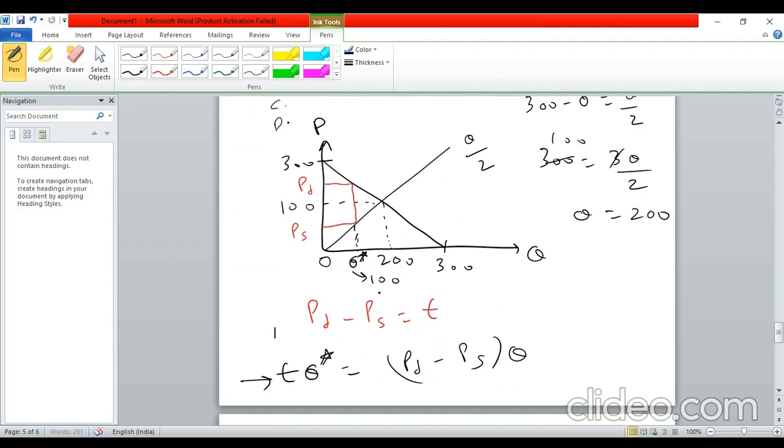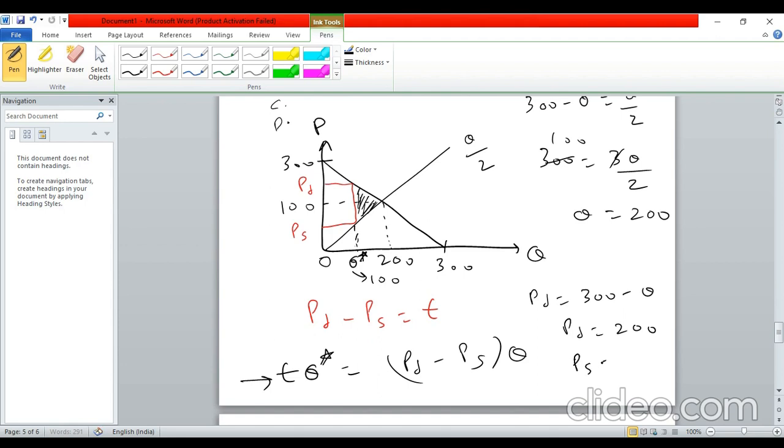Now, the question doesn't end here. They are not asking the quantity at which the tax revenue is maximized. They are asking the deadweight loss. That is, they're asking this area. Calculate this one. Now for this one, we need this PS and PD. So again, what is PD? PD we know is 300 minus Q. Q we got as 100. So PD will be 200.